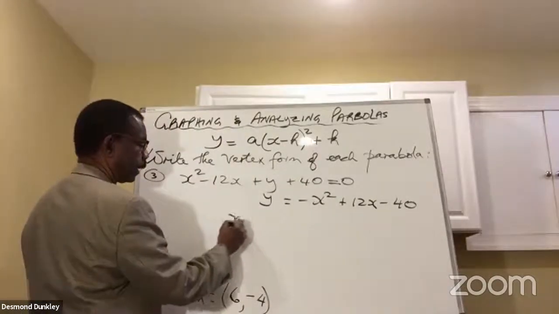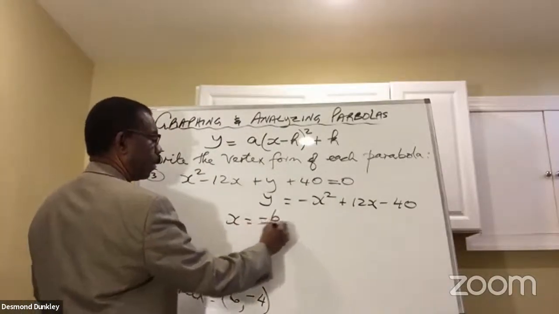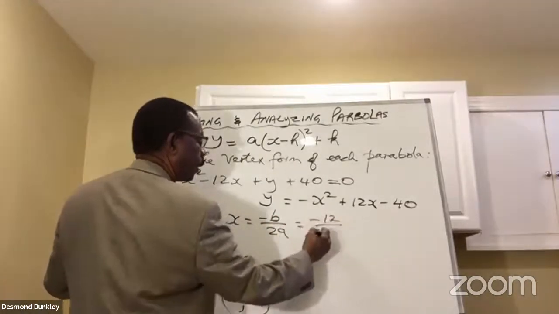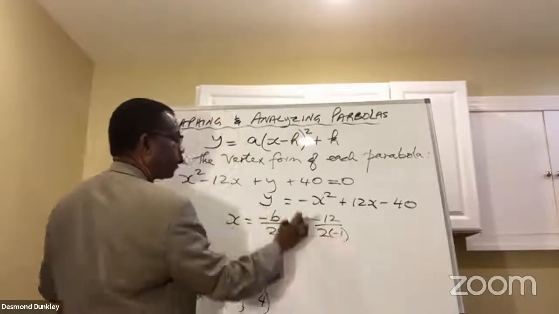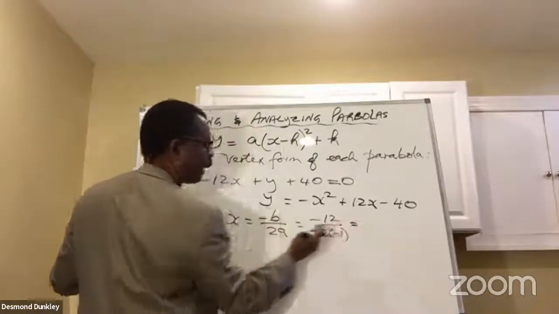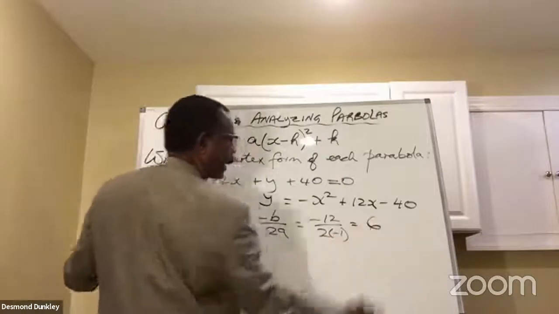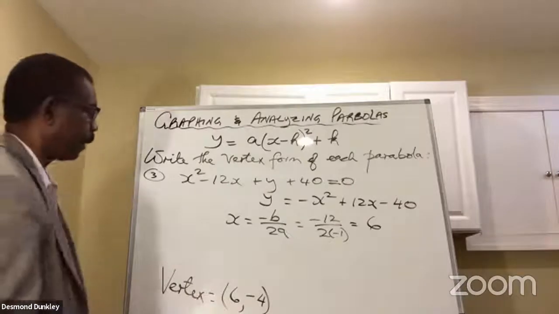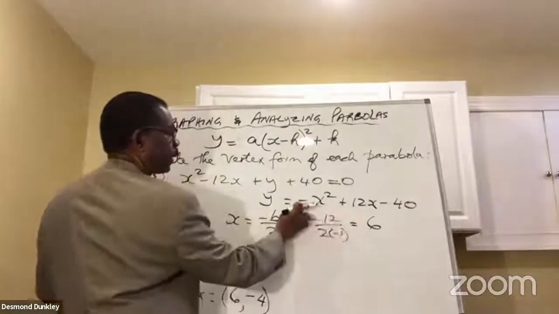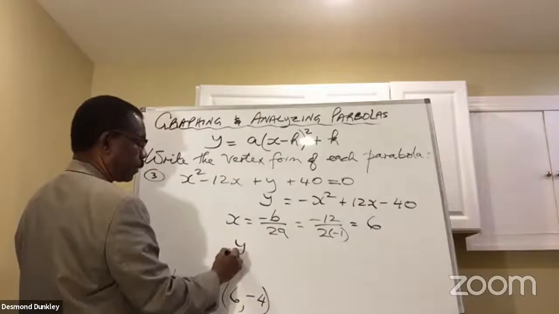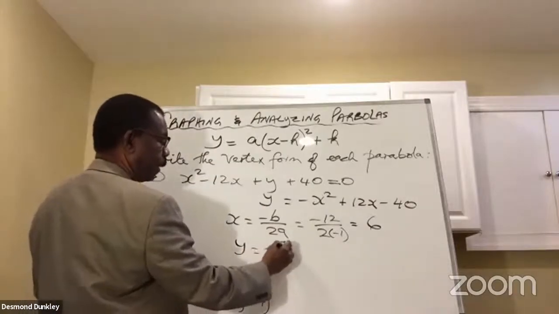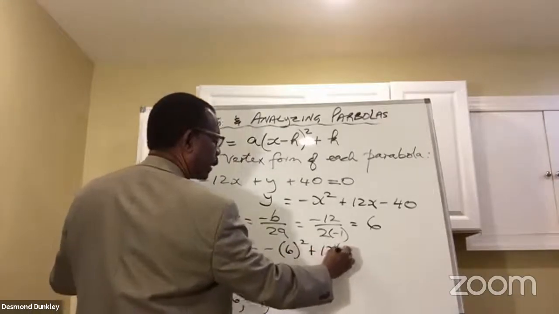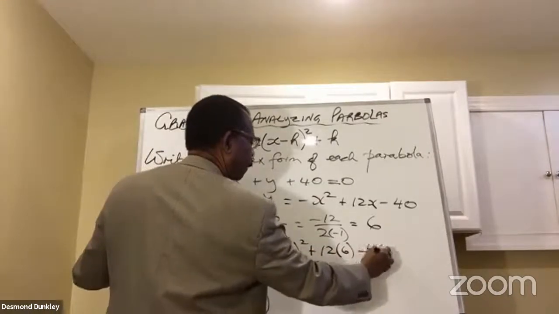So x is equal to minus b over 2a, so it is equal to negative 12 over 2 times negative 1, 2a. So that's going to give me negative 12 divided by negative 2 is 6. There is a 6. You got the 6 right there. So now we're going to plug in 6 into this equation to get y. So y is equal to negative 6 squared plus 12 times 6 minus 40.